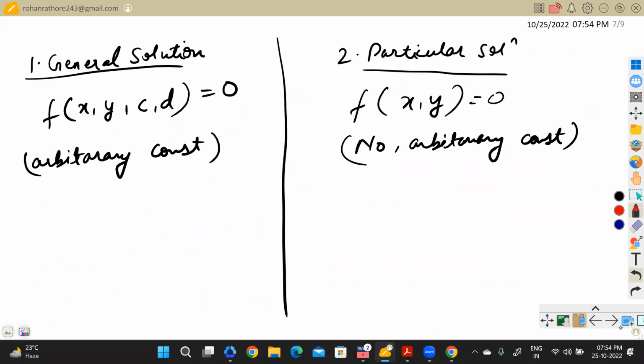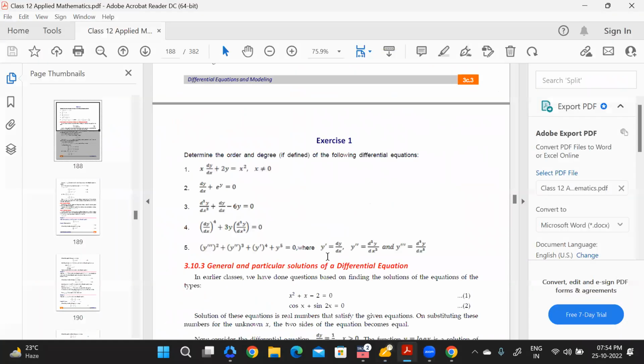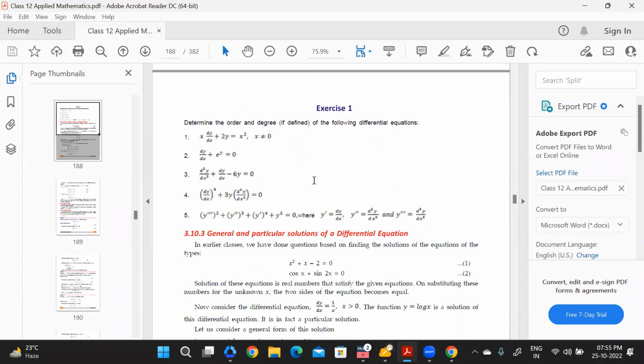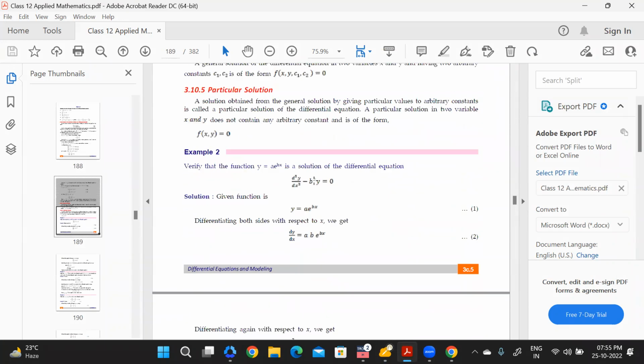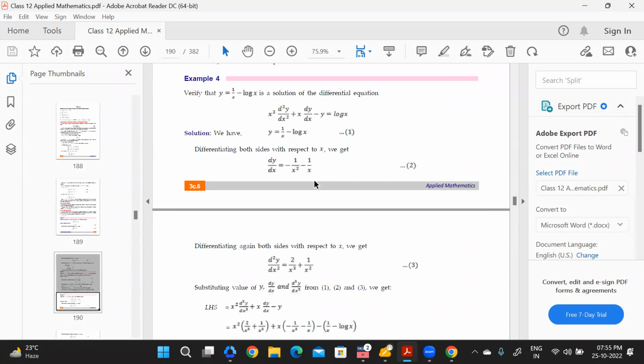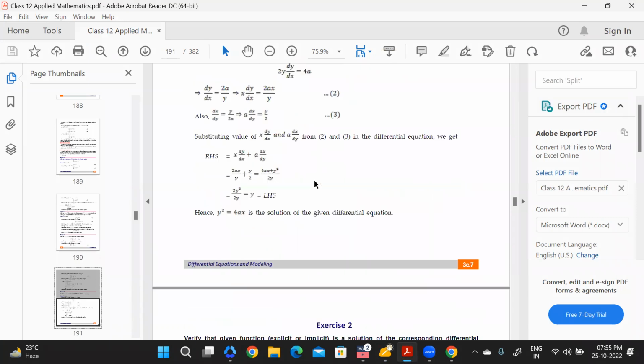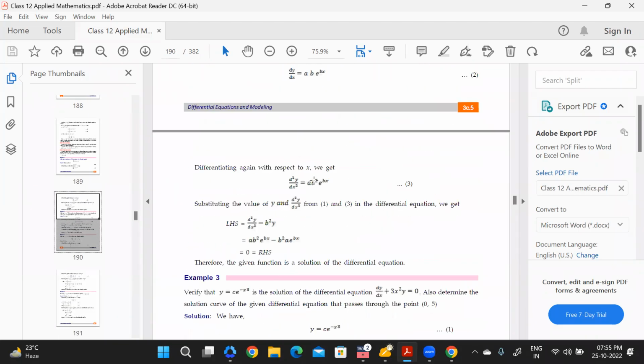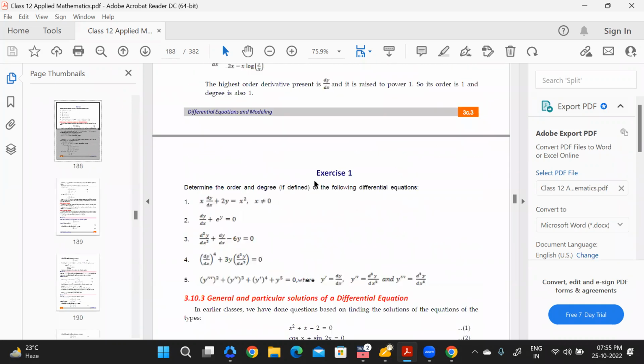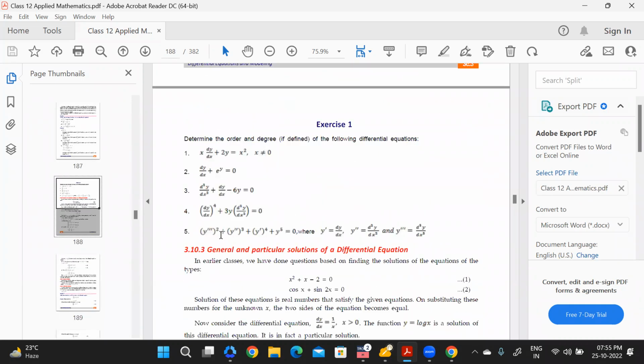So I have your book here. Let's see. So in the first exercise of the unit, we have questions on the order and the degree of the differential equations, which I think you will now easily do. So let's see what the questions were. We have done these types. Let's see the last type.